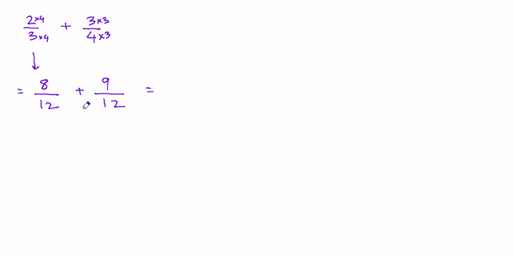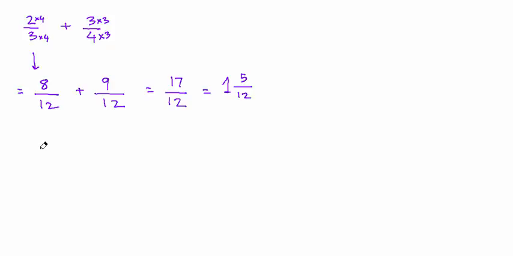Time for us to add these two up, two fractions on the same denominator. 8 plus 9 is 17 over 12. So you want to change it to a mixed number because this is an improper fraction. Not necessarily do you always have to do it, but it's a good idea to do it. 17 divided by 12 is 1 whole, and the remainder is 5. 5 goes on the top over the same denominator, 12.